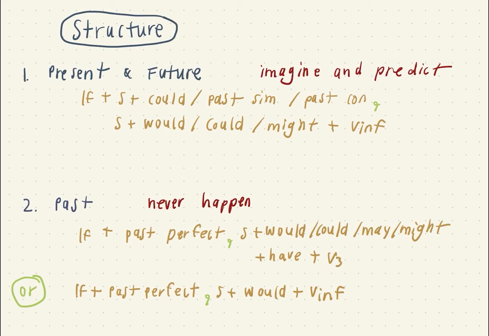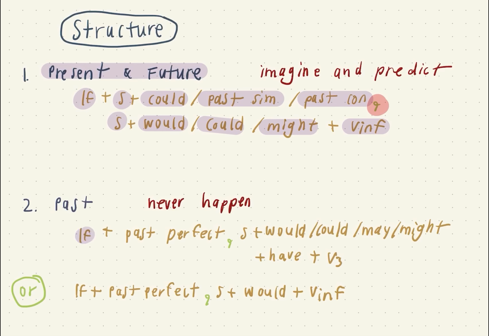Here is the summary of the unreal conditional structures. Let's start with the first one. That is used in the present and future for imagination and prediction. If plus subject and could, past simple, or past continuous, and then comma, subject, would, could, or might, plus infinitive verb. For the second one, that is used for the situation in the past that never happened.